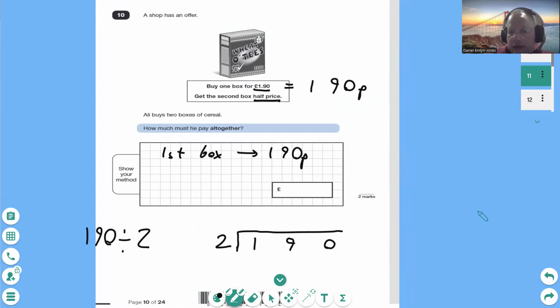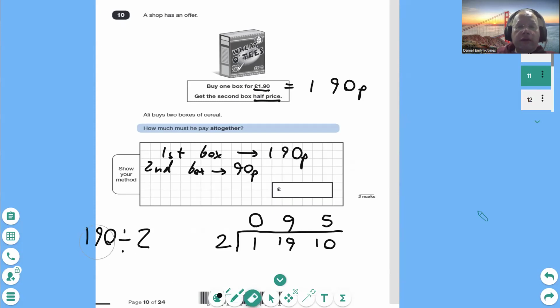2, how many 2s go into 1? 0. So it goes there. How many 2s can fit into 19? Well, 9 2s can, can't they? 9 2s are 18. 1 left over. How many 2s can fit into 10? 5. So the second box, he will get, it is a he, isn't it? Ali, yes, that's a male name. 190. The second box will be 90p.